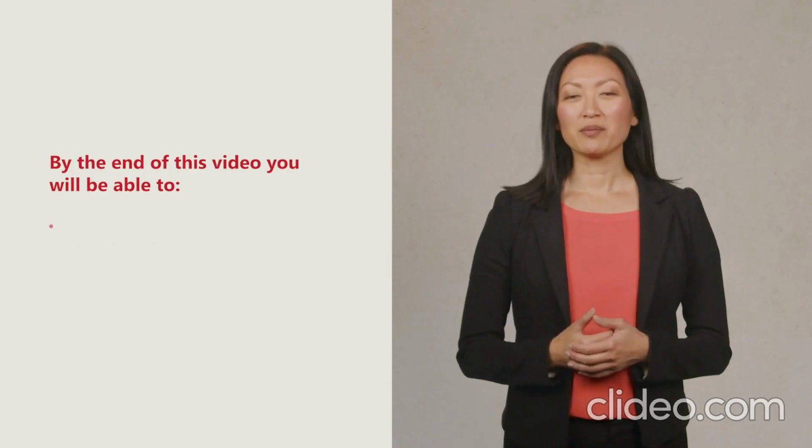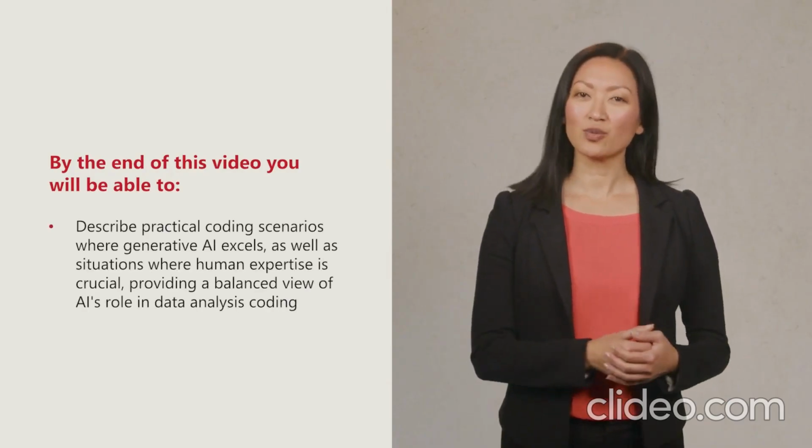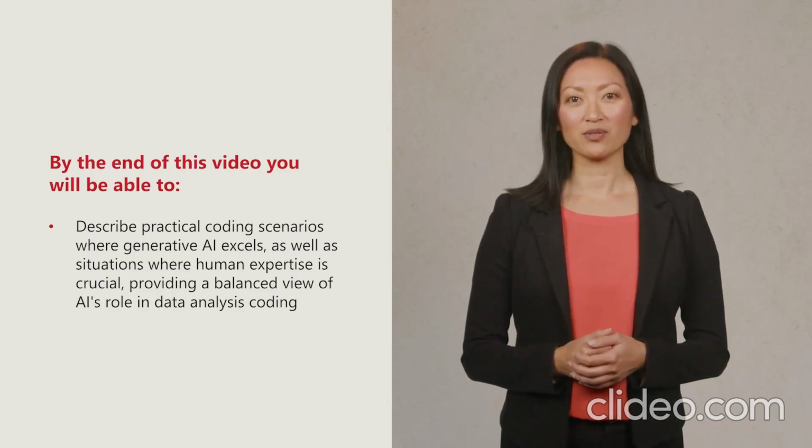When you're working with generative AI for coding, it's important to understand where it excels and where human expertise is needed. In many situations, AI can save you time by generating functional code quickly. But there are also cases where AI's limitations mean that you, as a human analyst, will need to step in to refine or rewrite the code. By the end of this video, you will be able to describe practical coding scenarios where generative AI excels, as well as situations where human expertise is crucial, providing a balanced view of AI's role in data analysis coding.